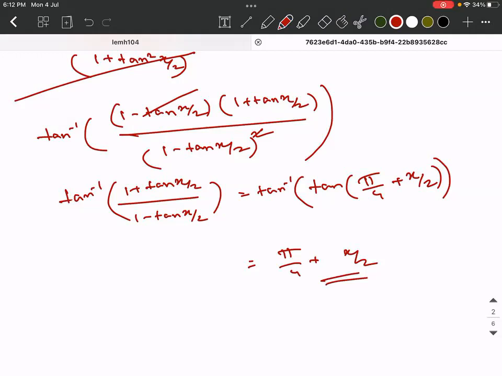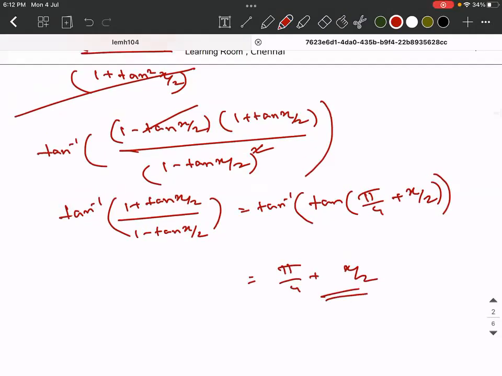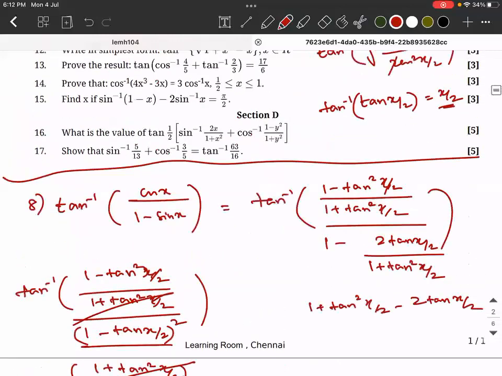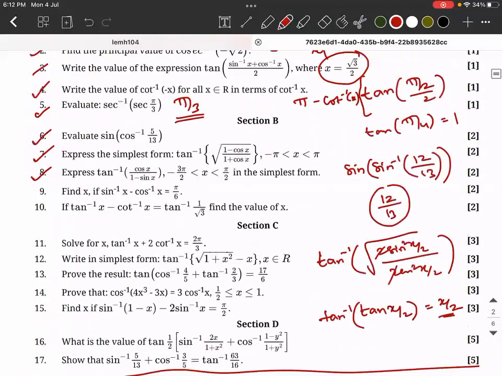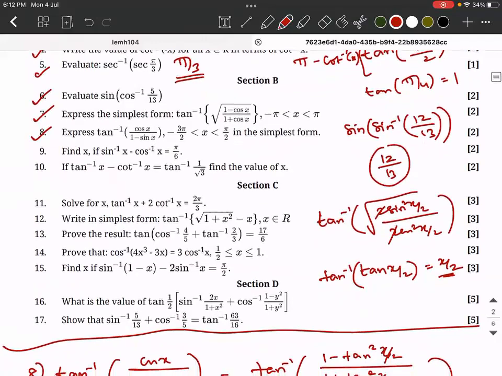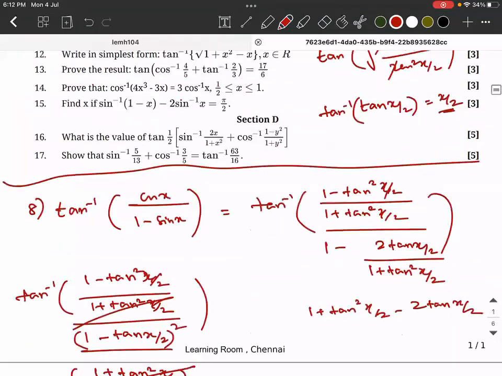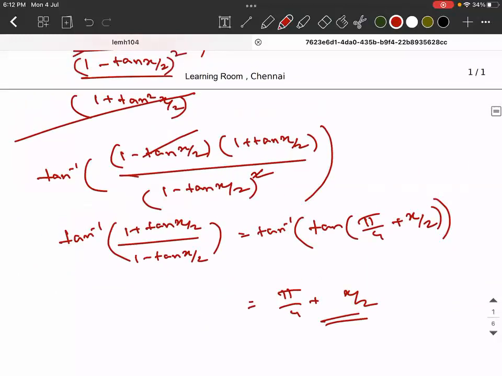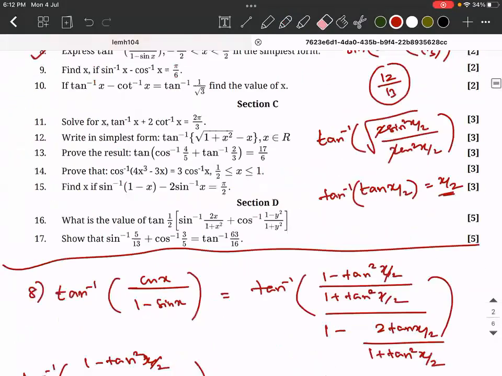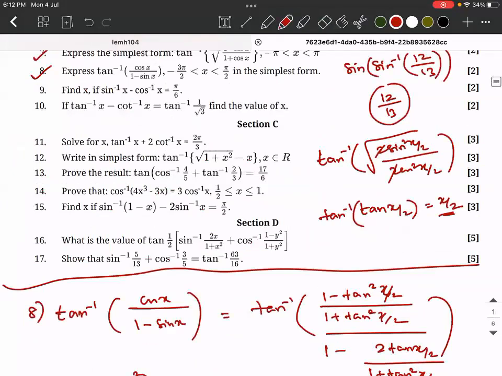you can go with the other method. Which one? Previous problem, 7th one. We'll get the same answer. So I hope it is clear, no? So anyway, solution will also be available in the study materials tab. But I'm also trying to explain.